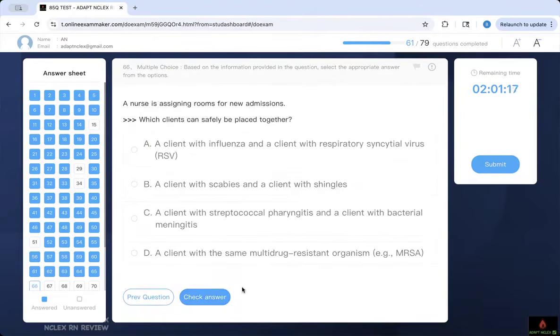And then she's assigning a room for a new admission. Which clients can safely be placed together? How do you cohort? I said same organism, not the precaution. What does that mean? Write this down. I have a bunch of videos, YouTube shorts about it. Same organism means MRSA and MRSA. But you cannot put MRSA and scabies together, even though they are all contact. It's not the precaution, but the organism.